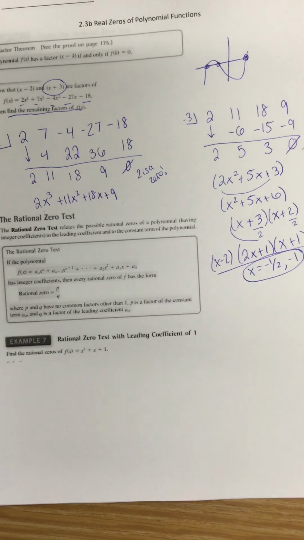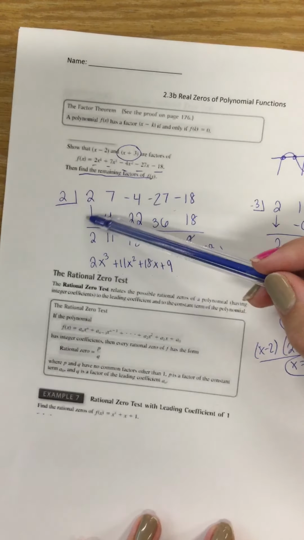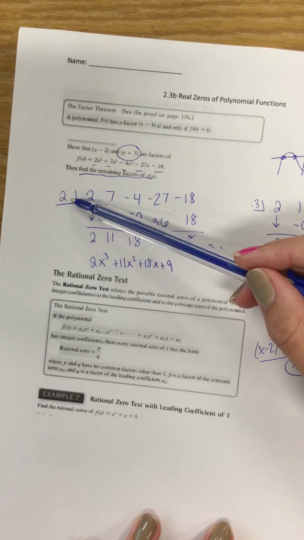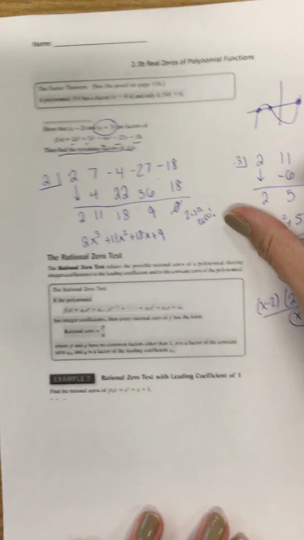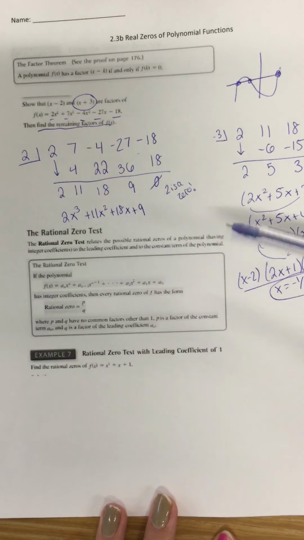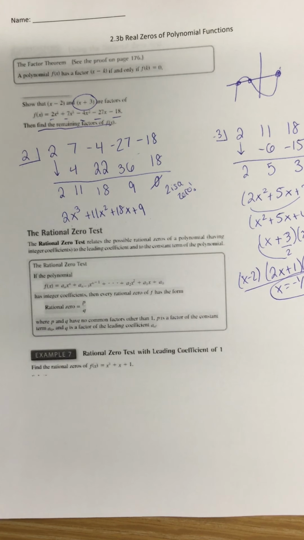Okay, so now we're going to get into the rational zero test. The rational zero test relates the possible rational zeros of a polynomial. Like in all of these problems, they've given us where the solutions are at. But what if we don't know what the zeros are of a function? Well, we actually have this test here that can help us discover what they are.